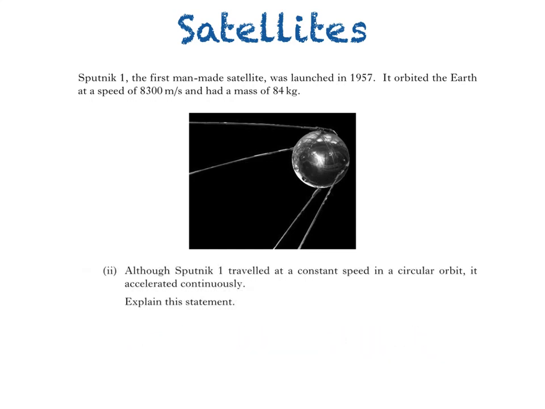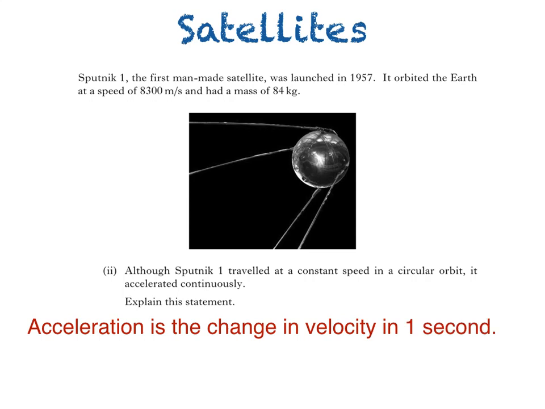Part 2 says, although Sputnik 1 travelled at a constant speed in a circular orbit, it accelerated continuously. Explain this statement. Now to answer this question, we need to know what acceleration actually is. It's the change in velocity of an object in 1 second. Not the change in speed in 1 second, but change in velocity in 1 second.